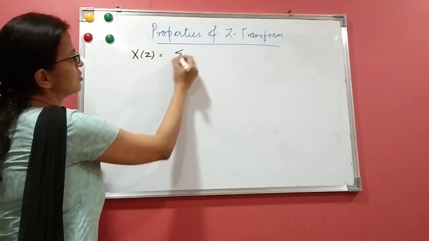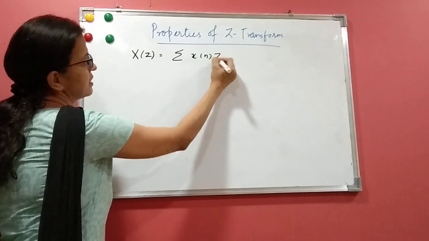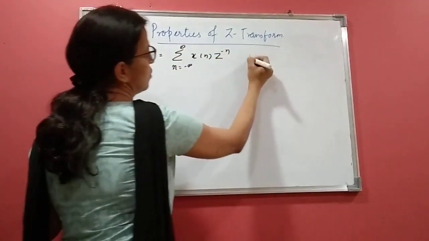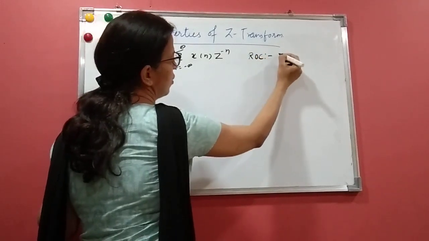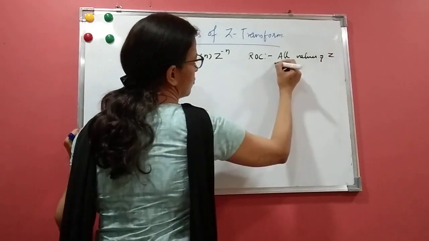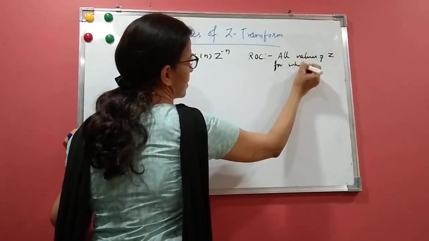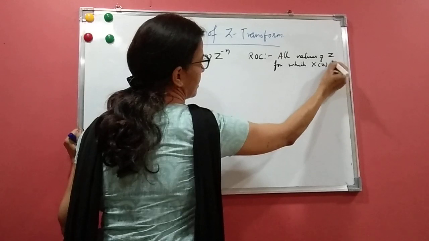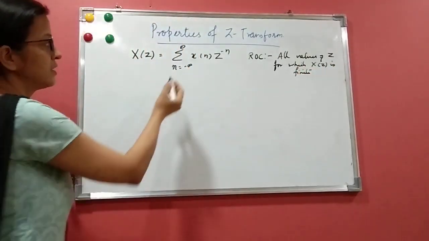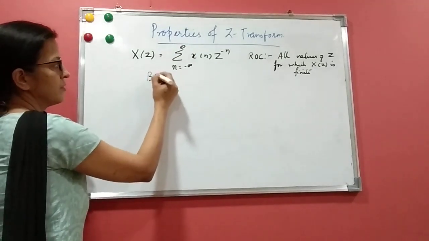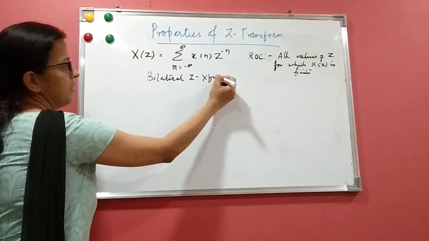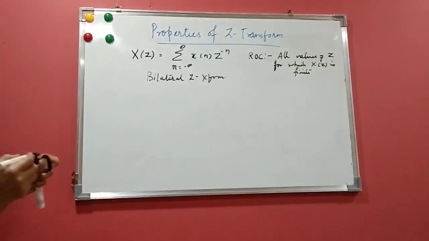X of z equals summation of x of n, z raised to minus n, n equals minus infinity to infinity. What is ROC? ROC is all values of z for which X of z is finite or X of z exists. This is called the bilateral Z transform because we are using it for both sides, and the properties which we are going to study are also for both sides.